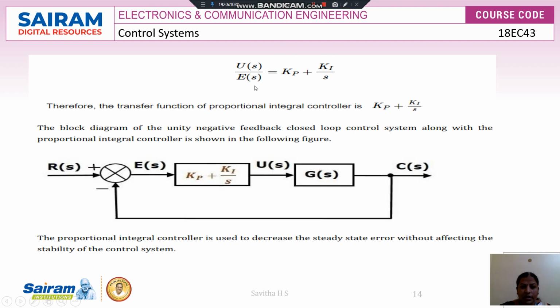So we got the transfer function, and the same thing we are writing here. The input is R of s, and this is the error signal. The transfer function we have already written here, and the output of this is U of s. It is given to the gain of the system, and the controller output, and the negative feedback is given to the summer. This proportional integral controller is used to decrease the steady state error without affecting the stability of the control system.